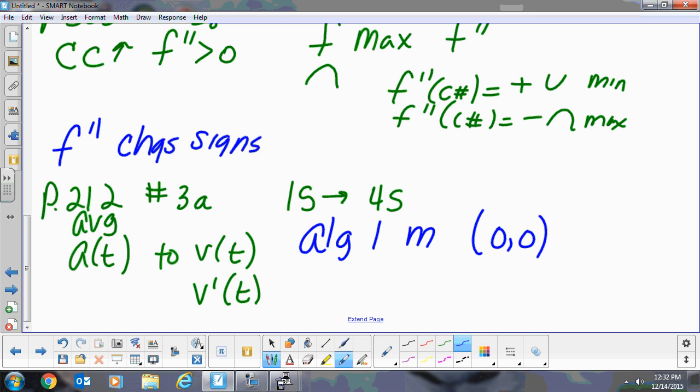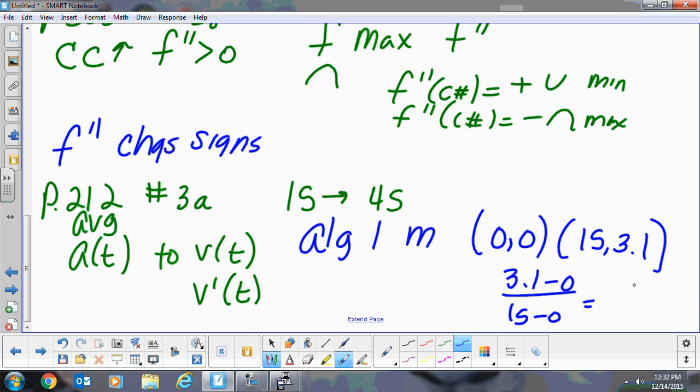0, 0. What's your second ordered pair? Okay, how did you figure out it was those two? First 15 seconds. Oh, that's pretty easy. 3.1 minus 0 over, was it 3.1? Over 15 minus 0, which is 3.1 divided by 15, and that is what? Units. Acceleration. Feet per second squared.